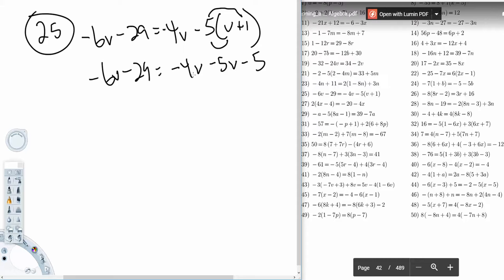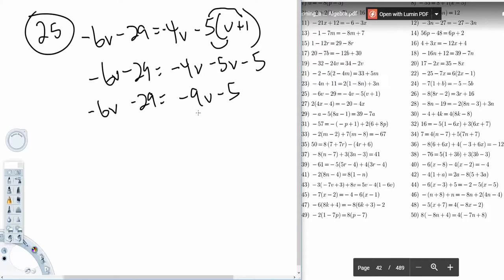So I see here two v's. So this is like apples or oranges or cars or houses. I can add and subtract the same. If it's the same thing, I can add and subtract them. I get negative 9v minus 5 equals negative 29 minus 6v. I'm just writing down what's on top.